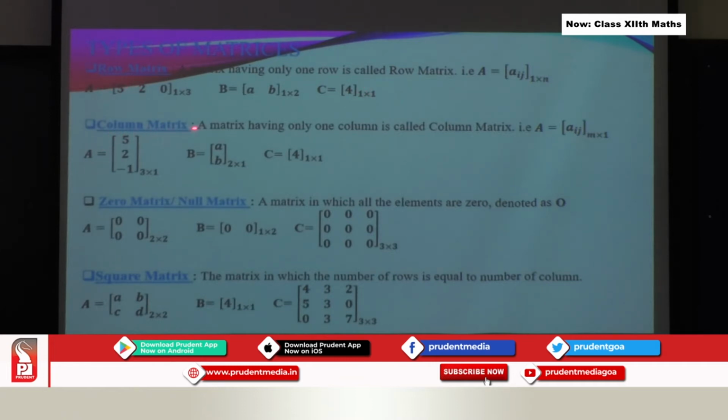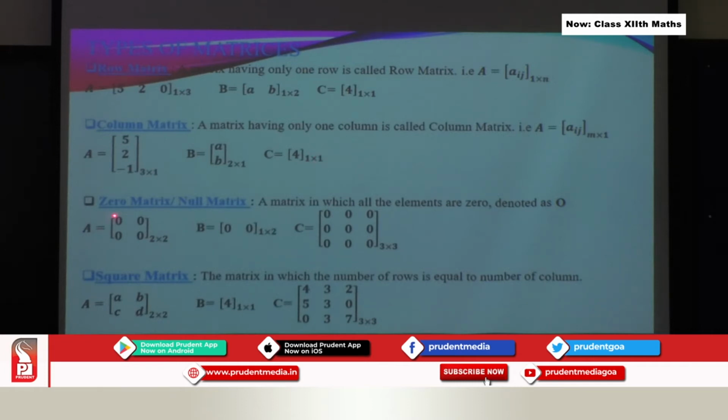Then we talk about the column matrix. A matrix having only one column is called a column matrix. So you can have m number of rows but only one column. Look at the examples. Here you have only one column, but 3 rows, so the order is 3 cross 1. In the second example you have 2 rows but only one column, so the order is 2 cross 1. Similarly, C equals a matrix containing only one element, so this matrix is also a column matrix.